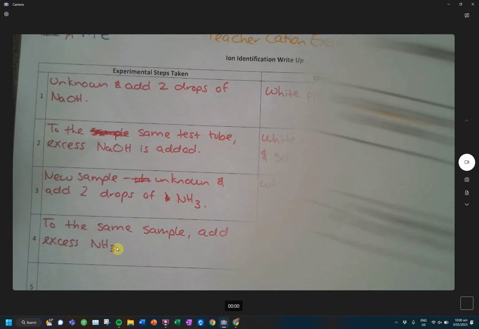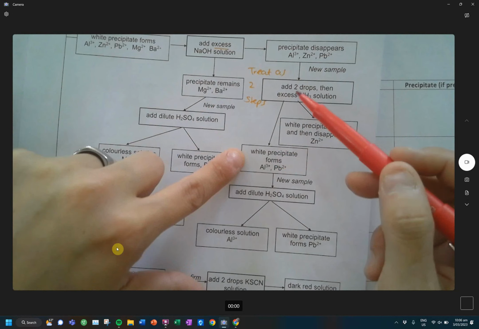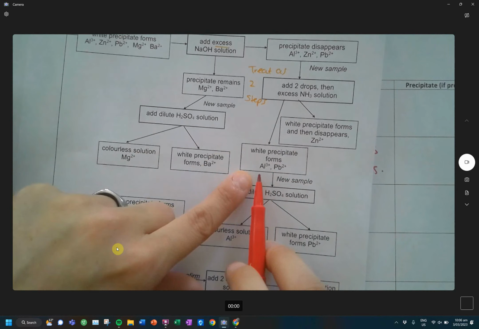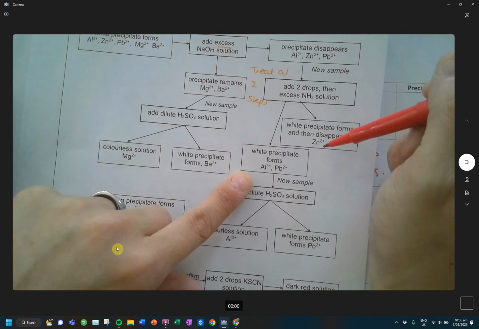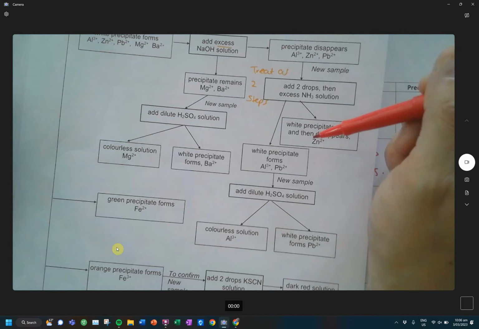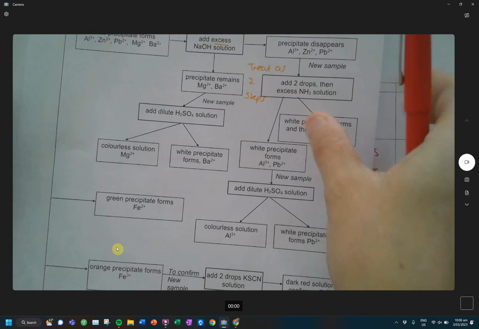So from that information, when I'm looking at my flow chart here, since that precipitate remains, I'm going down this way, and I've narrowed it down to aluminium and lead. If my precipitate disappeared, I would have zinc. I want to show you guys what zinc would look like, just so you know what to kind of expect.